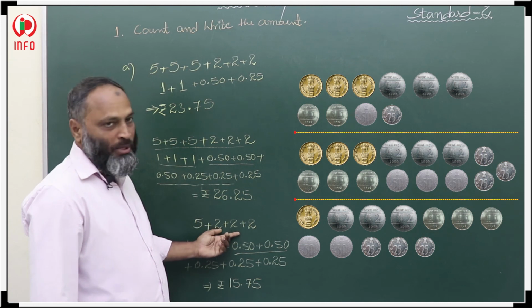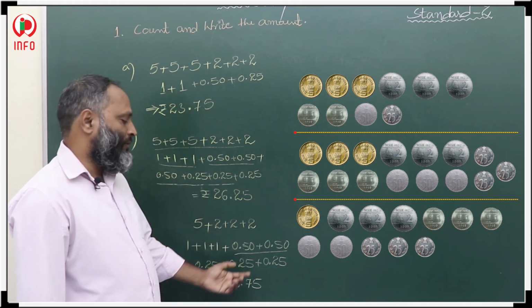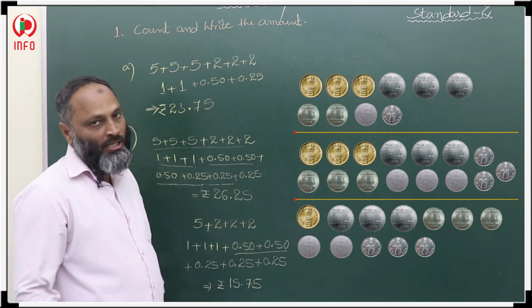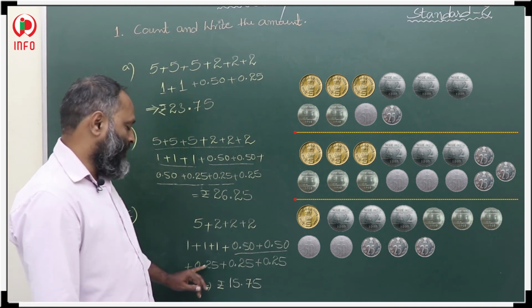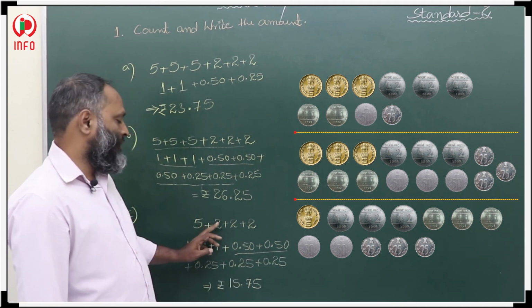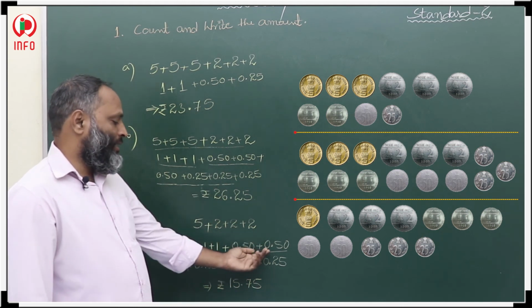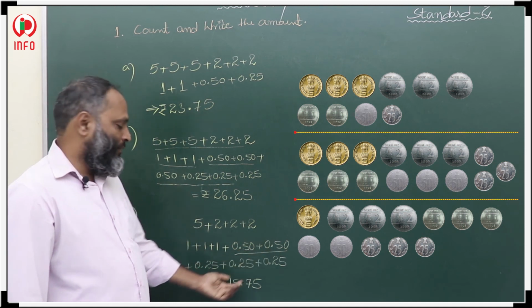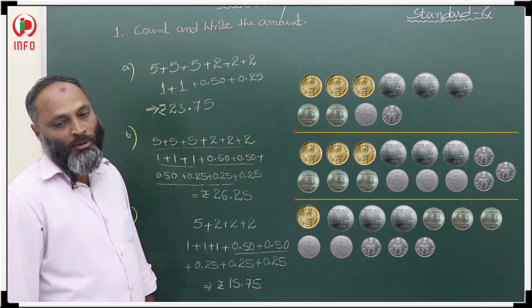First we have to add the rupee coins: 5 rupees, 2 rupees and 1 rupee coins. Then the two 50 paisa coins make 1 rupee, so that we also include in the rupees. Then the 3 twenty-five-paisa coins make 75 paisa. The rupees come to 14, plus 1 rupee, so 15 rupees 75 paisa. So this is the total amount.